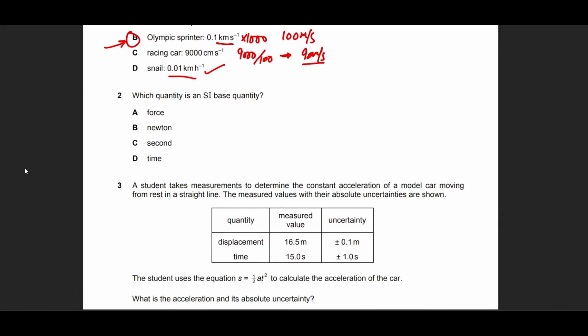Which quantity is an SI base unit? He's asking you about the base unit. He's not asking about the unit itself. He's asking about the quantity. Force is found by mass into acceleration, so it's not a base quantity. Newton is a unit, again coming from force, not representing a base quantity. Second is a unit of time. And yes, it is one of the base quantities or a unit of a base quantity, but time is the actual quantity. So we need to understand the difference between the unit and the quantity itself.